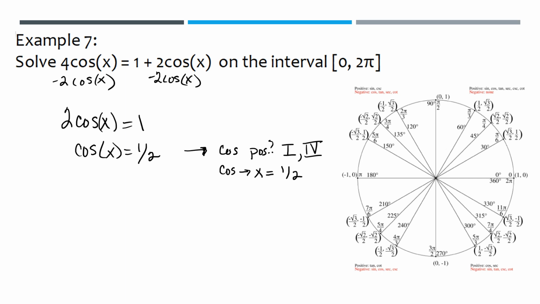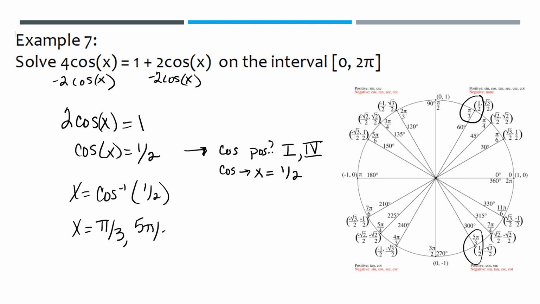Again, we keep coming back to these square root or the pi over 3's. They don't always work that way, but they are for several examples. So at pi over 3, the cosine value is 1/2, and at 5 pi over 3, our cosine value is also 1/2. So x equals cosine inverse of 1/2, therefore the radian or the angle measure, pi over 3, which is 60 degrees, and 5 pi over 3, which is 300 degrees.